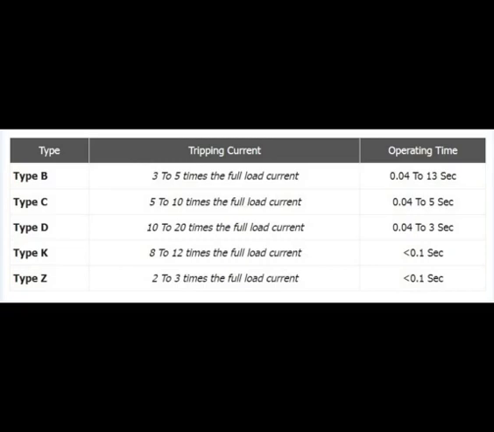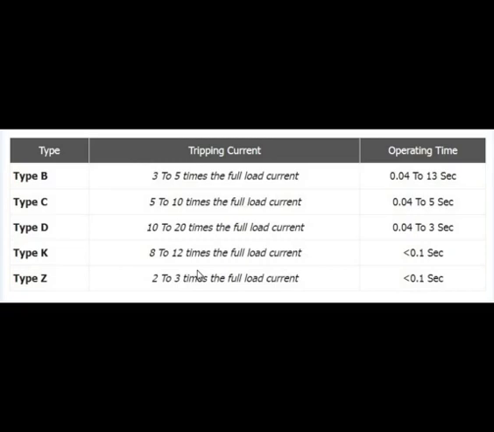D type MCB is for very sensitive loads, but it also avoids sensitive tripping, like it has a full load current capacity of 10 to 20 times its current rating, but it has a sensitive operating time of 0.4 to 3 seconds. Here K type MCB has more sensitivity with its full load current of 8 to 12 times, and the Z type of MCB we can use for very sensitive loads, which has 2 to 3 times full load current capacity with 0.1 second tripping time. This Z type of MCB we generally use for sensitive circuitry in electronics.